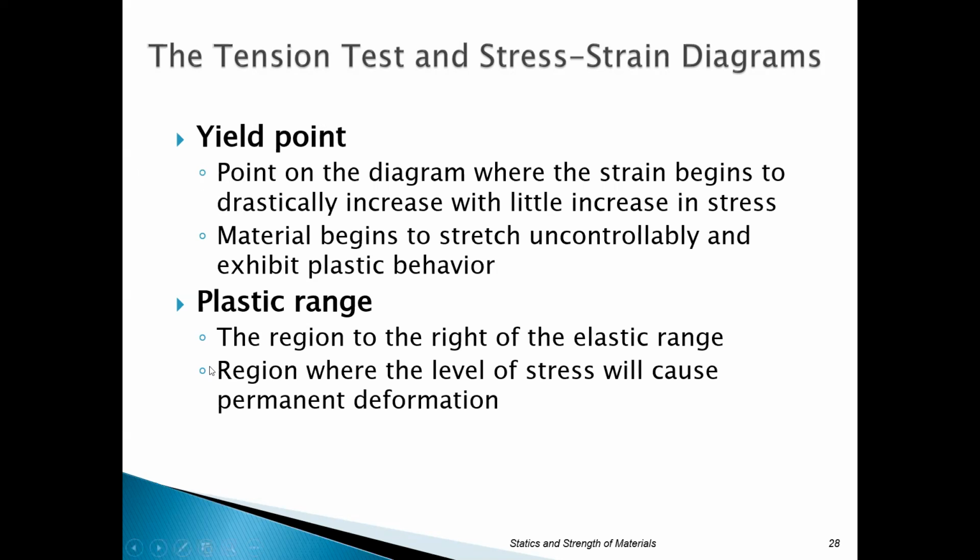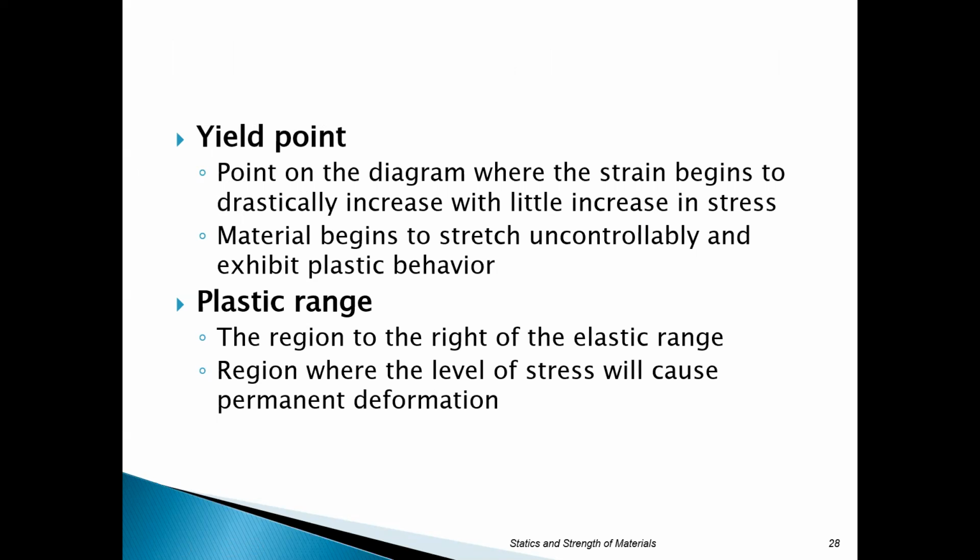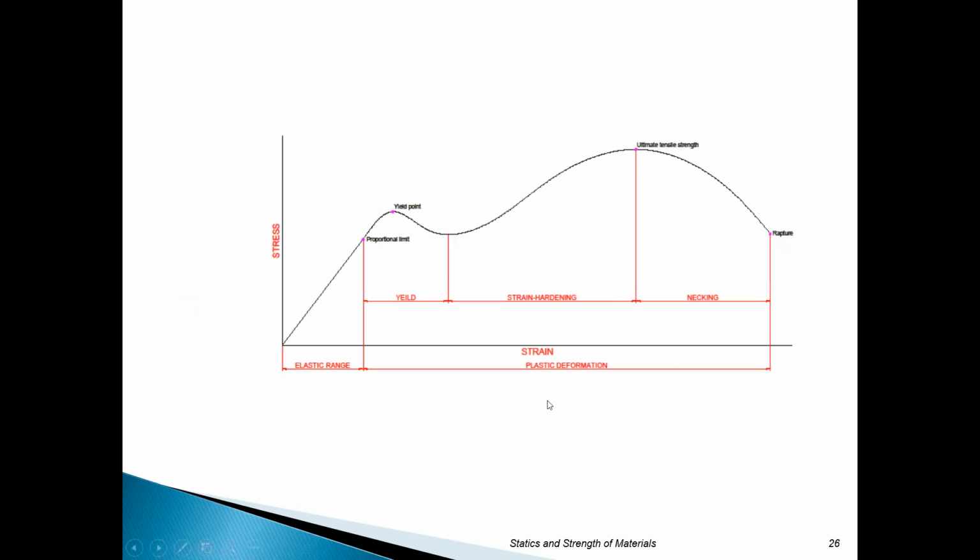Then the plastic range, that's the region to the right of the elastic. And that's the point where the level of stress causes permanent deformation. So if we go back to that chart here, this whole area is plastic. So from this point on, it's just uncontrollably stretching if you're putting it in tension, and it's never going to go back to its original shape.